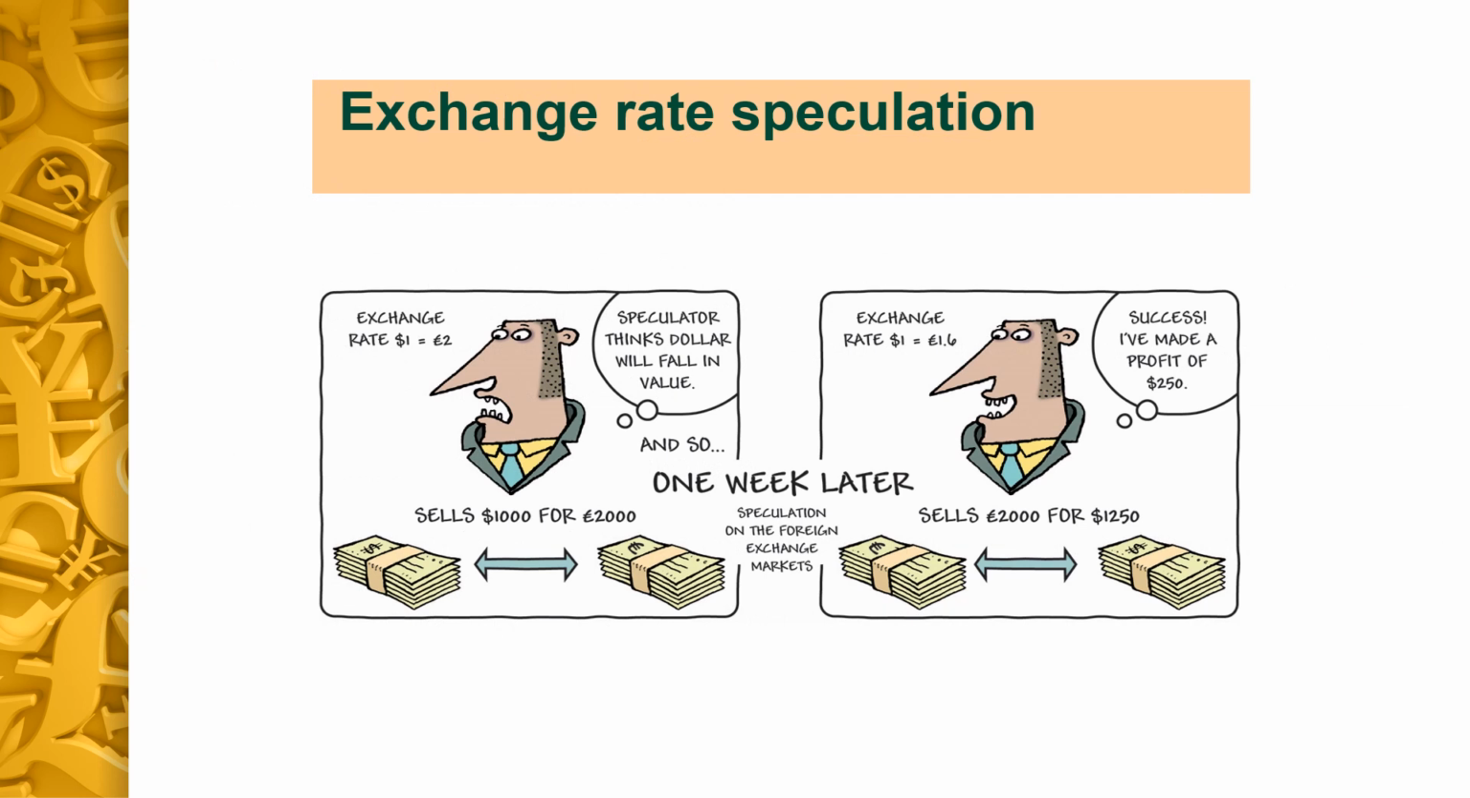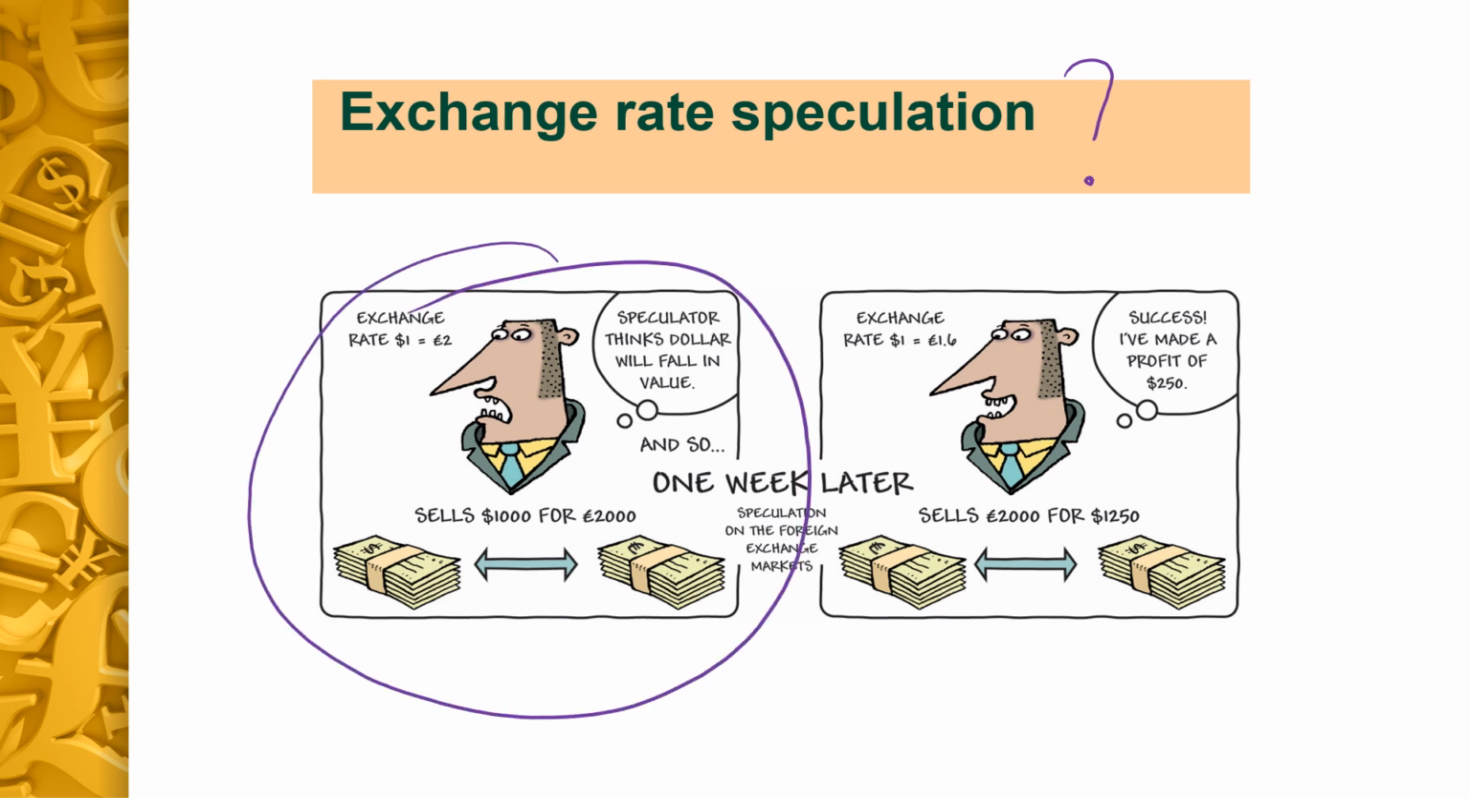What is exchange rate speculation? For instance, a speculator is the person who is forecasting what might happen to the exchange rate. Here the rate was $1 equal to 2 euros. So if he sells $1,000 for 2,000 euros, he will be receiving 2,000 euros. The speculator, at that point, let's say he is thinking that the dollar will be falling in value.